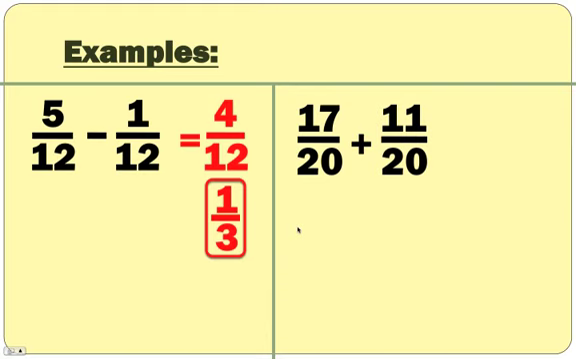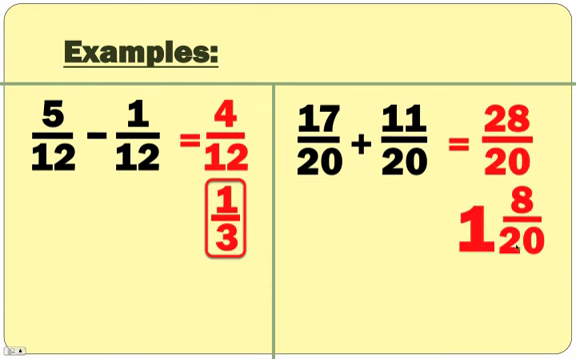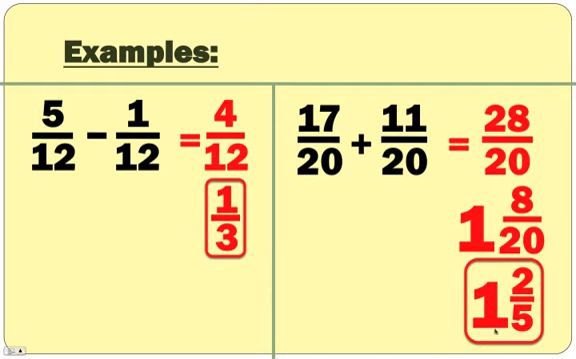How about this example? Here, my denominators are 20. This means that I've got a whole here out of 20, I've got a whole here out of 20, and their pieces are the same size, so I can add them right away. So I'll keep my denominator of 20, and then I'll add 17 plus 11, and that gives me 28. The issue here is that I've got an improper fraction, so I've got to turn it into a mixed number. 20 goes into 28 one whole time with a remainder of 8, so that's going to give me 1 and 8 over 20. But this can be reduced. I can reduce that by 4, and that's going to give me 1 and 2/5. And that's my final answer.